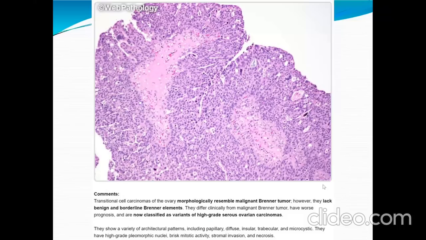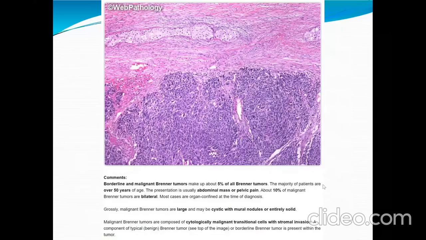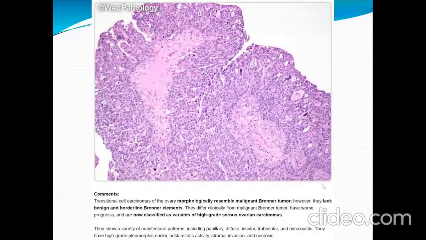When do we call it malignant Brenner and when do we call it transitional cell carcinoma? When the tumor has, as we have discussed earlier, a benign component also. When along with the malignant Brenner component, the tumor is also showing us a benign Brenner tumor component, that time we call it a malignant Brenner tumor. But when there is no benign component seen, when all we see is only the transitional cell carcinoma part that is resembling the malignant Brenner tumor, but it is lacking a benign and borderline Brenner element, that time we simply call it transitional cell carcinoma of the ovary, as seen in this photo.